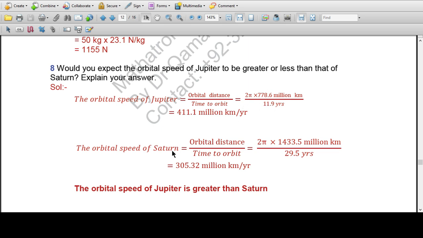Similarly for Saturn, the radial distance is multiplied by 2π to get the orbital distance, the circumferential distance, and divided by the time to orbit. Saturn takes more time, 29.5 years, while Jupiter takes 11.9 years. Jupiter's radial distance is low, while Saturn's distance is higher. So the orbital speed of Jupiter is greater than that of Saturn.